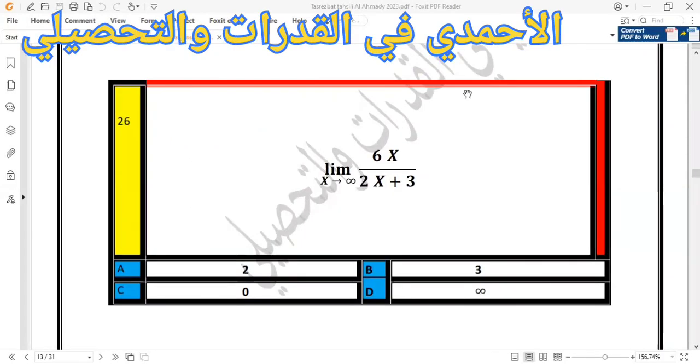Hello everyone, today I'm going to complete part 2 in تحصيلي math. We stopped here at number 26. Here, find the limit of 6x over 2x plus 3.